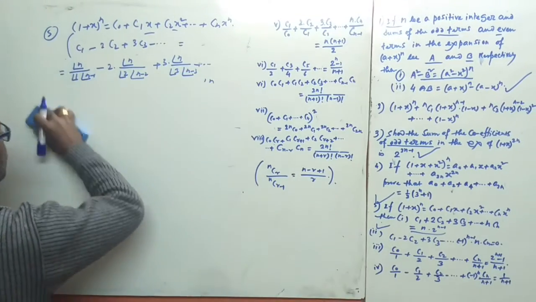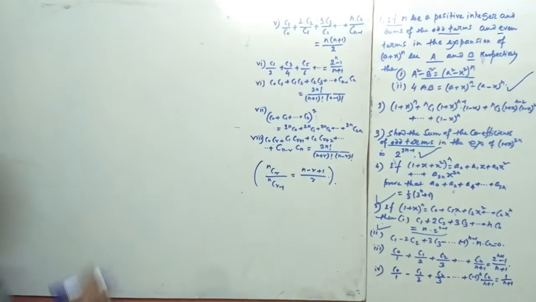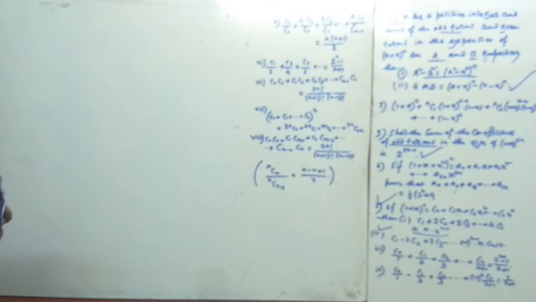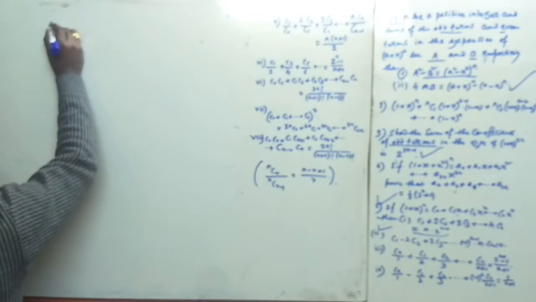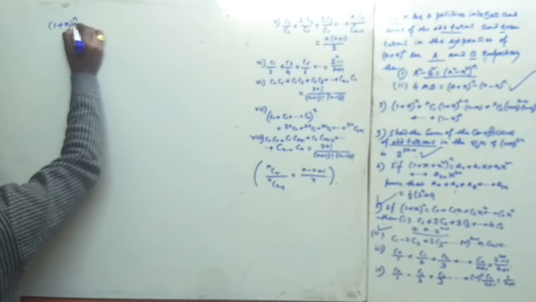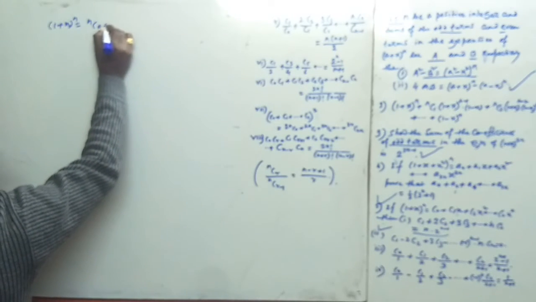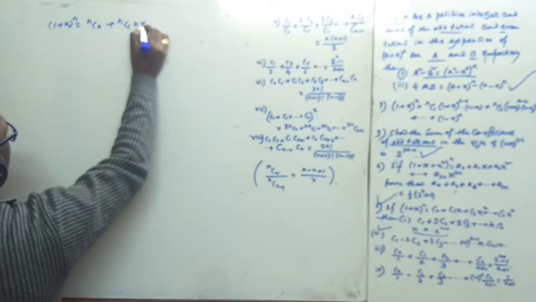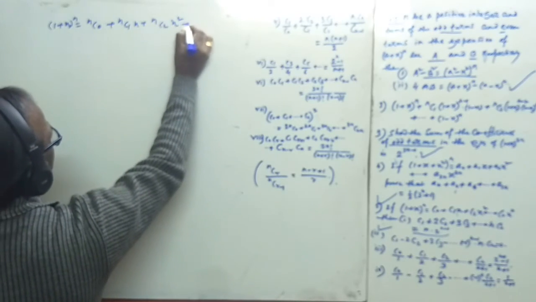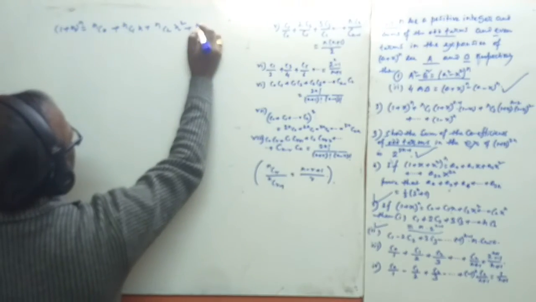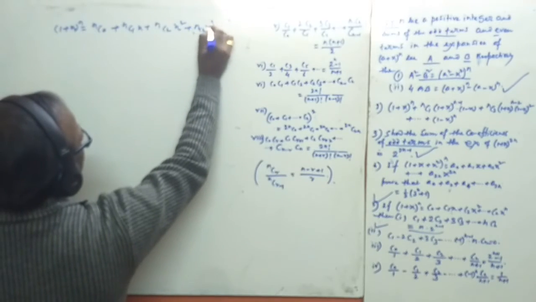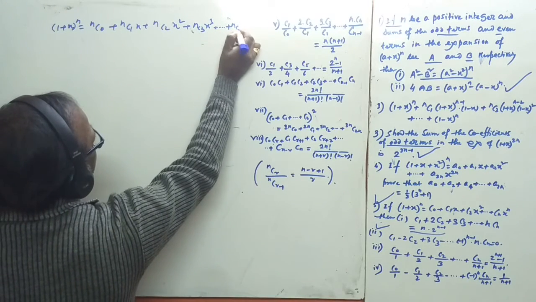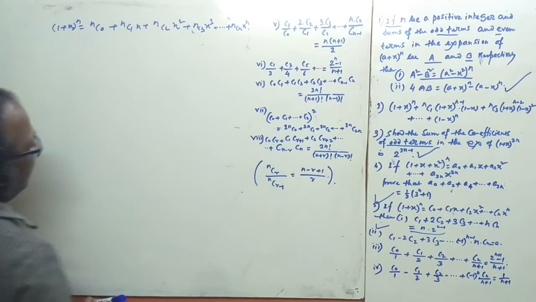So now we have to follow question number 3. Okay, now I can write (1 + x)^n = nC0 + nC1 x + nC2 x^2 + nC3 x^3 + ... + nCn x^n here.